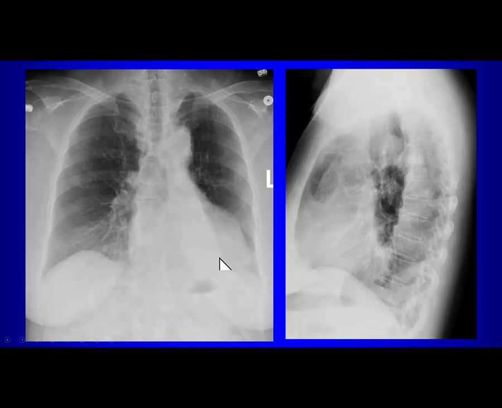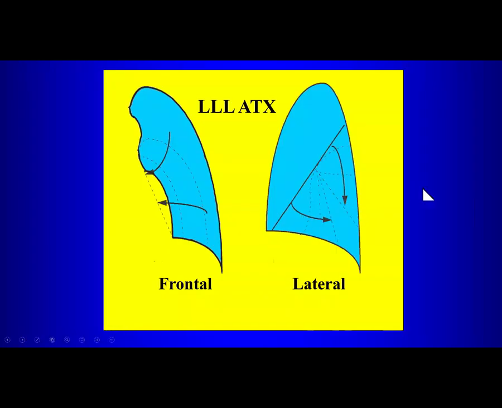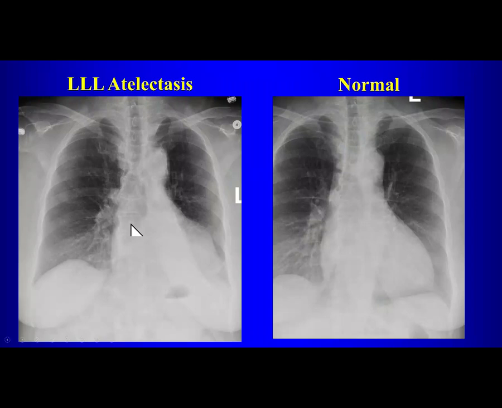We have this retrocardiac opacity. We think there's volume loss. That's the picture of left lower lobe atelectasis. The left lower lobe collapses down onto the diaphragm and tends to obscure the diaphragm. This is what normal looks like in this patient.